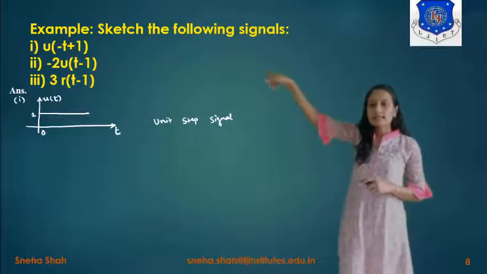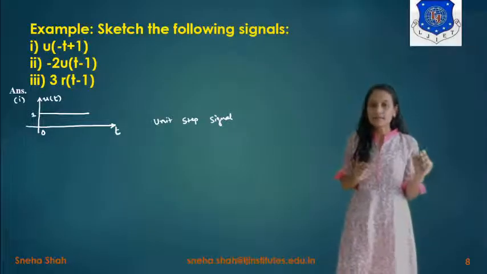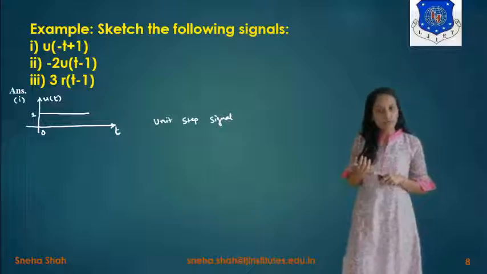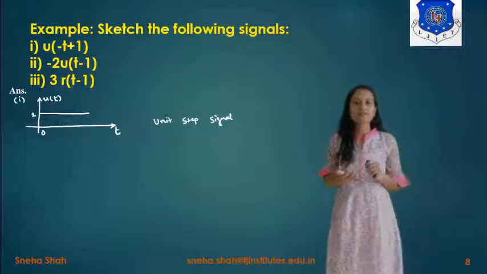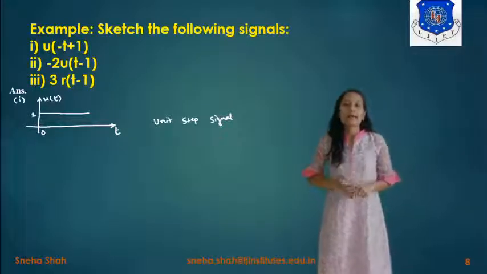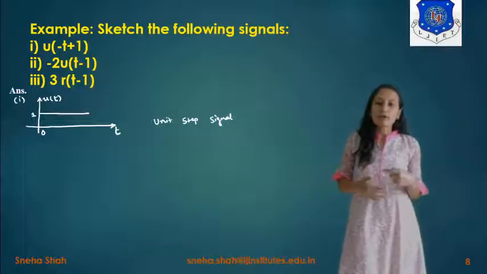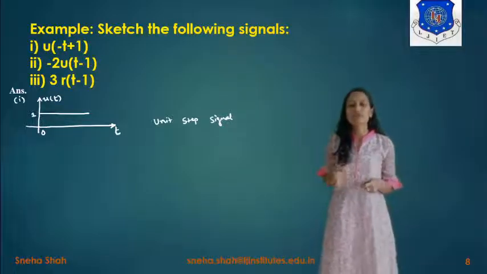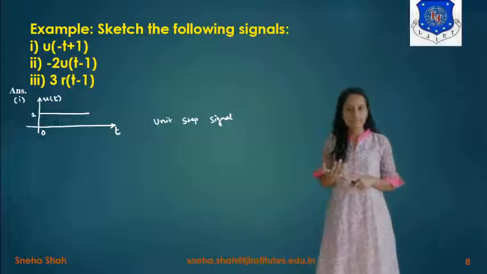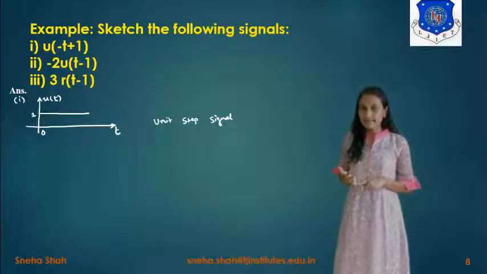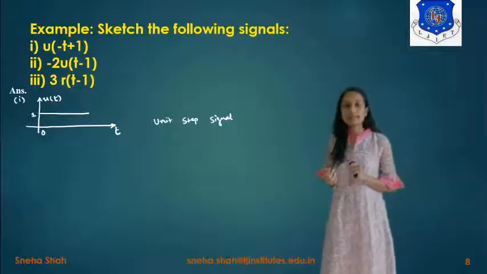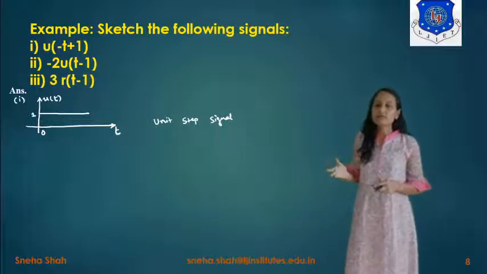In this you can see that u of minus t plus 1 means minus t, so you have to do the folding, and plus 1 means you have to shift the signal. When a number of operations are in combined form, first of all you have to do the shifting, then you have to do the scaling, and at last you have to do the folding of the signal. So we will apply this rule over here.